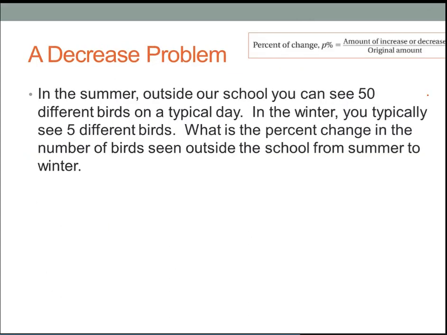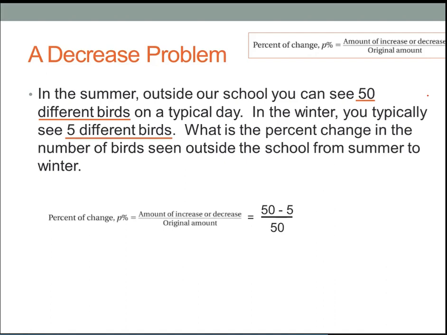So let's do a decrease problem. In the summer, outside our school, you can see 50 different birds on a typical day. In the winter, you typically see 5 different birds. What's the percent change in the number of birds seen outside the school from summer to winter? So we need to figure out the amount of increase or decrease. In this case, it's going to be the amount of decrease. So I just underline my key information. My amount of decrease is going to be 50 minus 5, and my original amount is 50. So if I do that subtraction, I get 45 over 50.